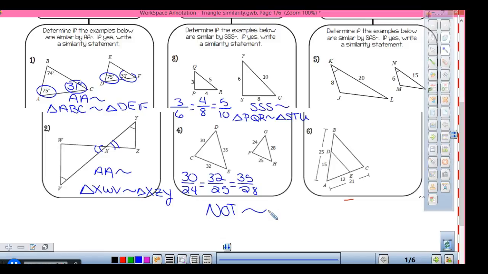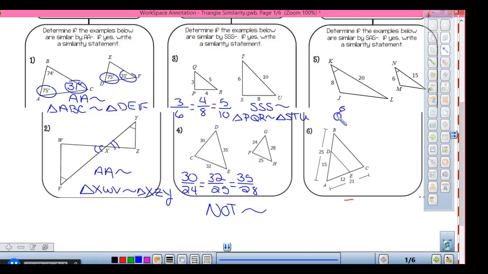And then side, angle, side. The biggest thing about this is you have to make sure that it's an included angle, or that the angle is in between the two sides. Okay? So the two sides have to be proportional. So we got to check our proportions here.